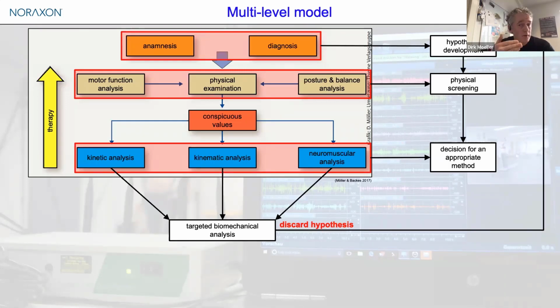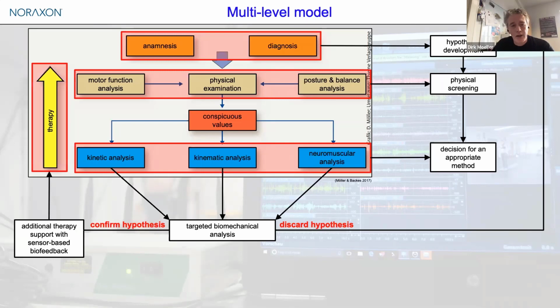I need another hypothesis, another idea, and then I have to run the same algorithm again. Otherwise, maybe I can confirm my hypothesis. And if so, with my biomechanical devices, I can additionally run therapy with my sensor-based biofeedback. So it's an additional possibility in my therapy process.